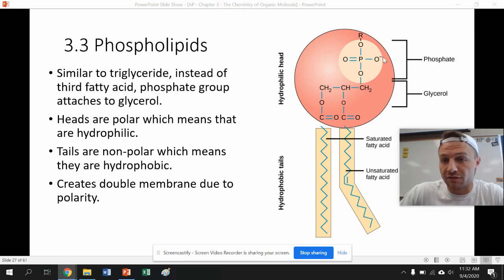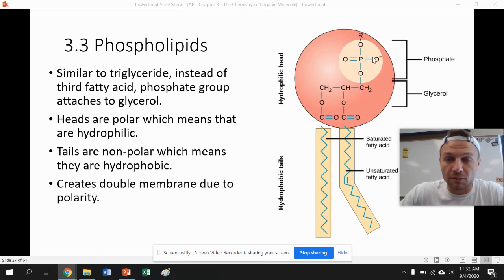So if you replace this phosphate group that phospholipids have with another fatty acid, it becomes a triglyceride. So these are very closely related structurally, and in their structural formula as well, to triglycerides. The only difference is one of these fatty acids is replaced with a phosphate group.